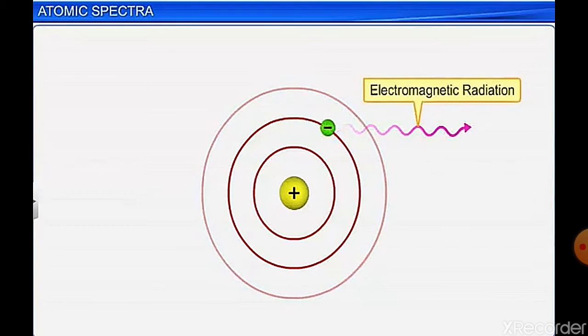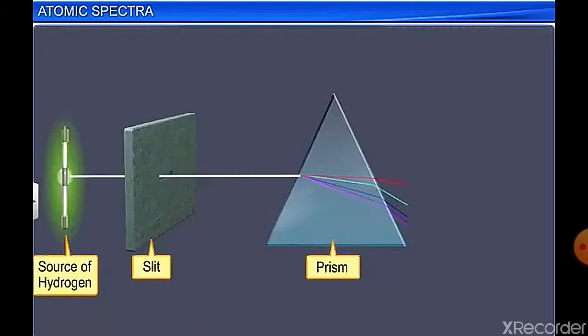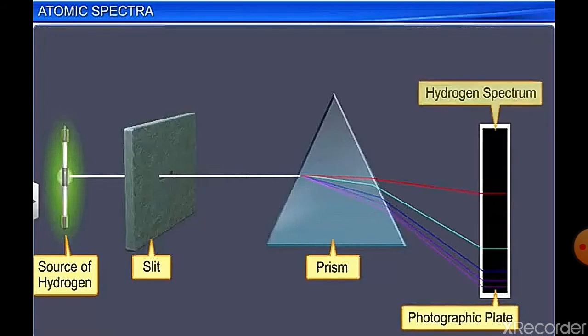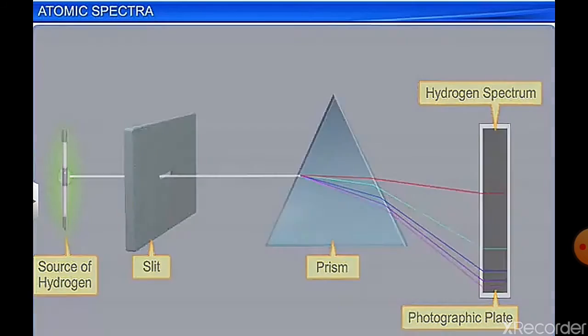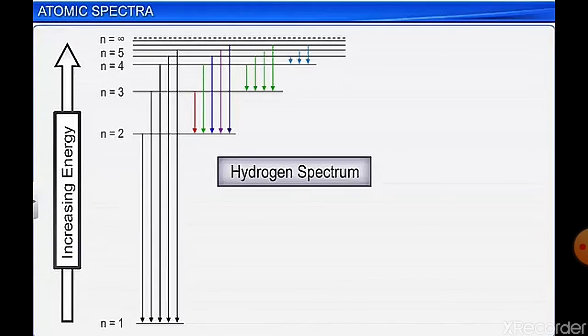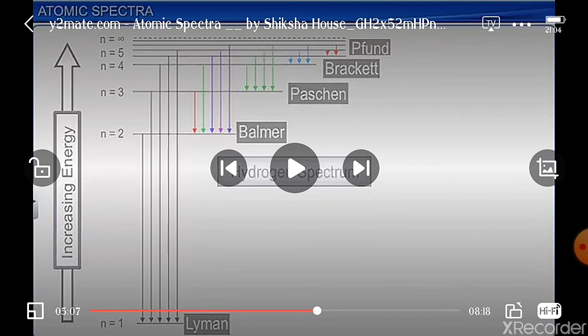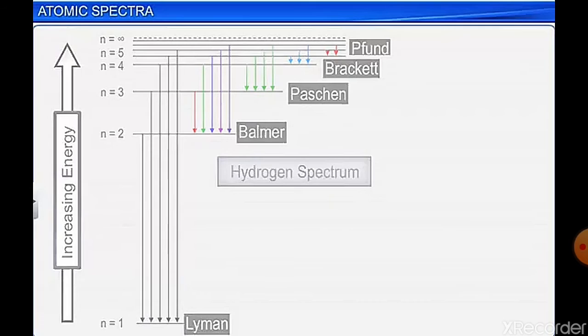original level, it emits different kinds of electromagnetic light, which when viewed through the prism and developed on a photographic plate, we get a spectra. So the hydrogen slit, you are passing through a prism, then you get a photographic spectra, you get the hydrogen spectrum, and in the hydrogen spectrum there are different series of spectral lines. This hydrogen spectra was first explained by Balmer.